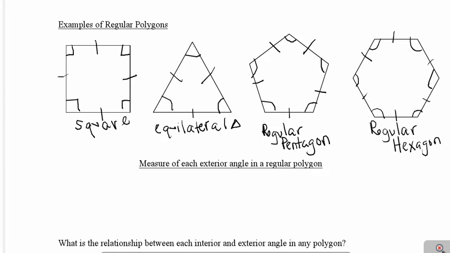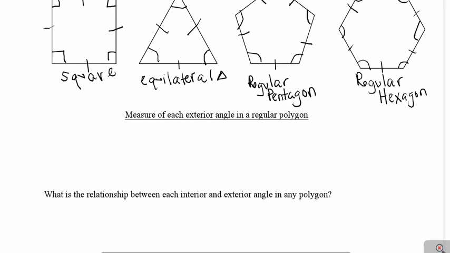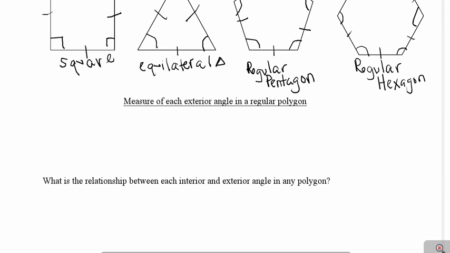Now, to calculate the measure of each exterior angle in a regular polygon, we'll recall that to calculate the sum of all the exterior angles, that's always going to be 360 degrees. So to calculate each exterior angle in a regular polygon, well, since all the angles are congruent, that means all the exterior angles are also going to be congruent. So we're just going to take 360 and divide it by the number of sides.